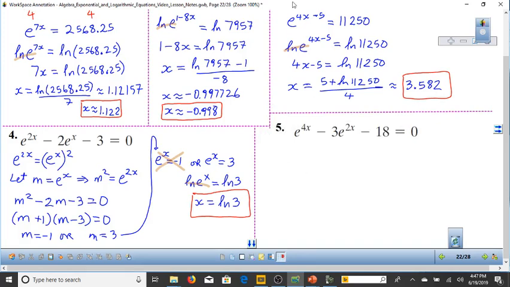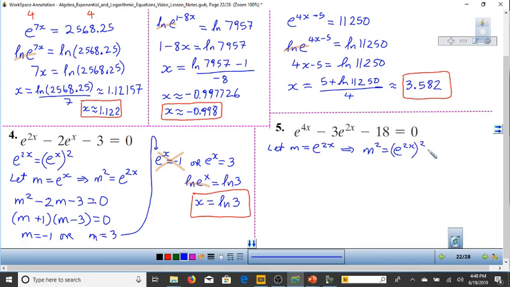We say, oh, well, if you notice here with this one, it's e to the 4x and e to the 2x. So if I let m equal to this guy, e to the 2x, then that would mean m squared would be e to the 4x, because that would be e to the 2x squared, which is e to the 4x.